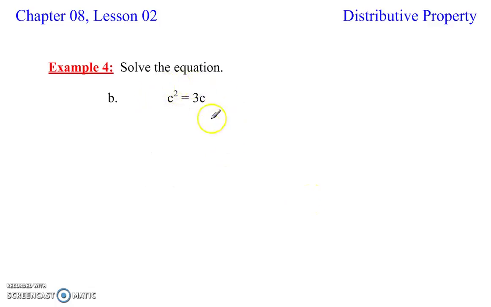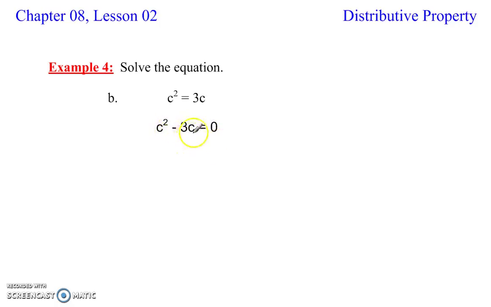Now, if you run into something like this, c squared equals 3c. Well, I can't divide by 3 here because this is squared. Okay, that wouldn't help me. I can't do the square root because this one doesn't have an exponent. So there's another strategy. I can move the 3c to the other side by subtracting it. Then I get c squared minus 3c equals 0.